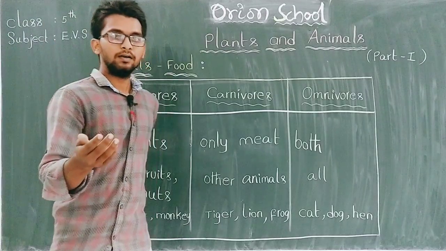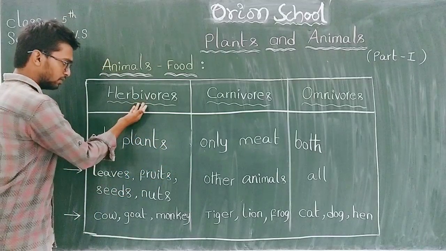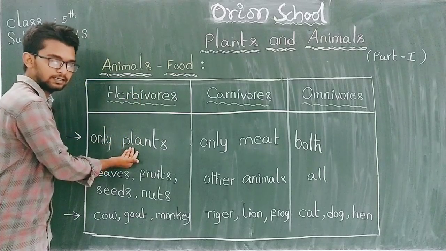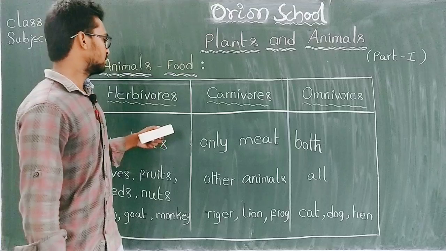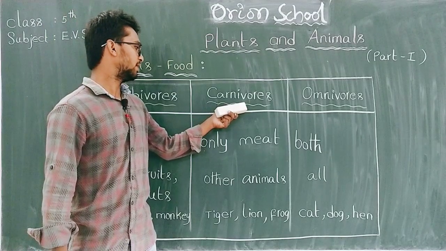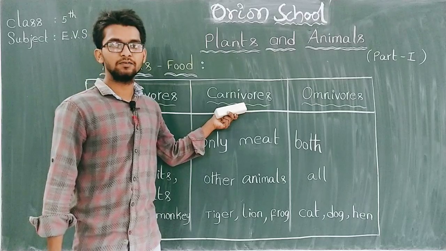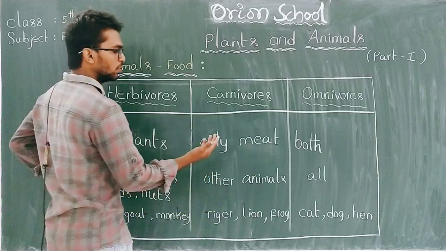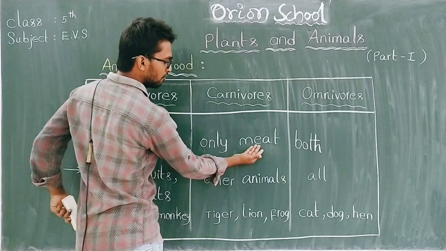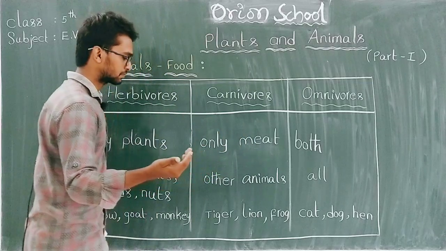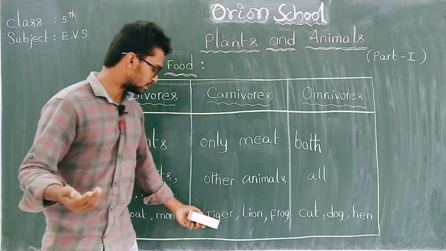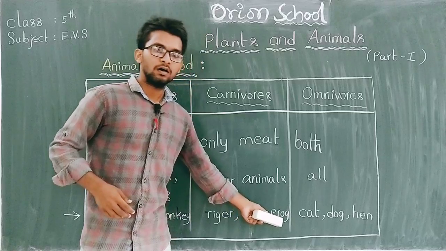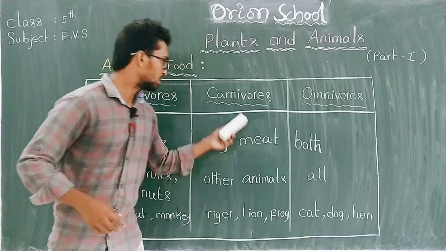So herbivores means the animals which eat only the products of plants, right? Now you can guess what the other term means. We can say carnivores. Can you guess? Yes. The animals which eat only meat or flesh of other animals, right? Here are some examples for you: tigers, lion, frog. These are some examples of carnivores.